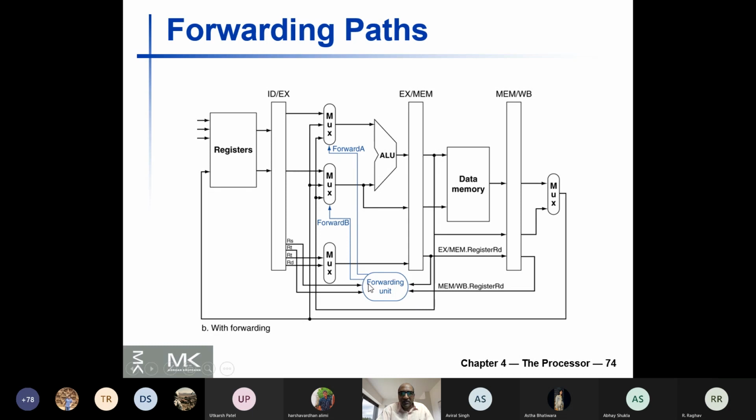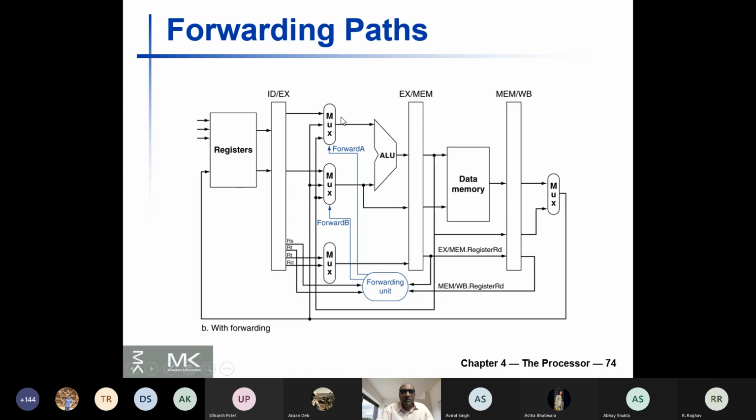So the forwarding unit requires the inputs indicated by black arrows. From these inputs, it will check the condition, and if the conditions are satisfied, then it will ensure the forwarding. You can see here the ALU input. You can see that there are two multiplexers here. Without this forwarding circuit, the multiplexers have only two inputs.